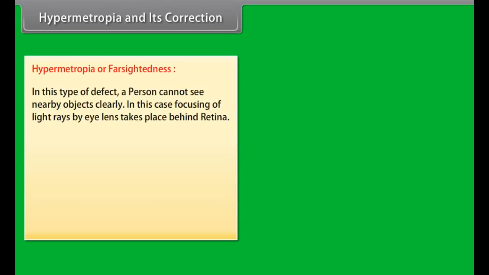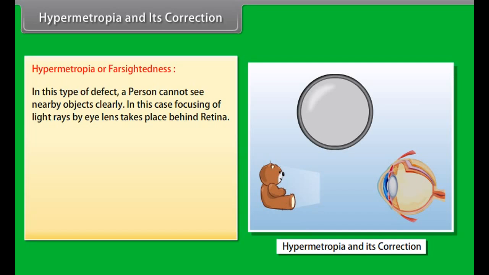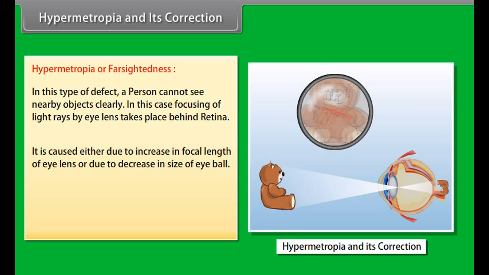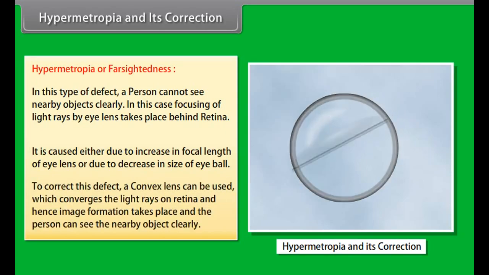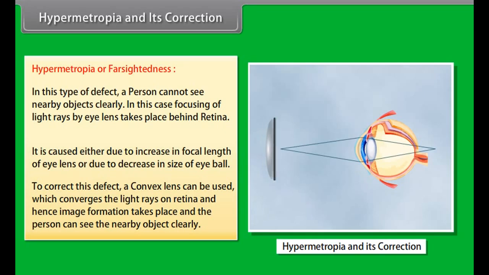Hypermetropia and its correction. In this type of defect, a person cannot see nearby objects clearly. In this case, focusing of light rays by the eye lens takes place behind the retina. It is caused either due to an increase in focal length of the eye lens or due to a decrease in the size of the eyeball. To correct this defect, a convex lens can be used which converges the light rays on the retina and hence image formation takes place and the person can see the nearby object clearly.